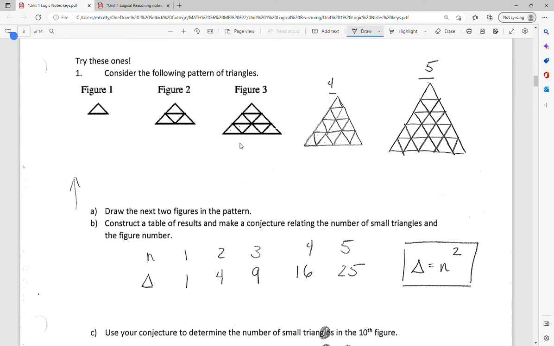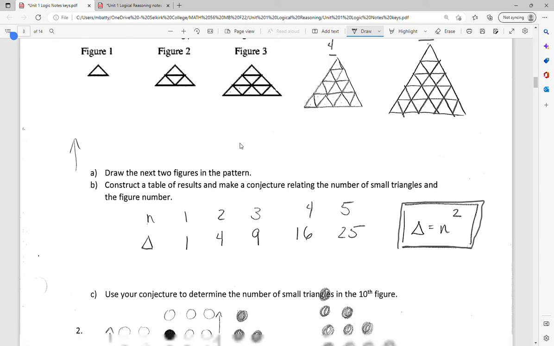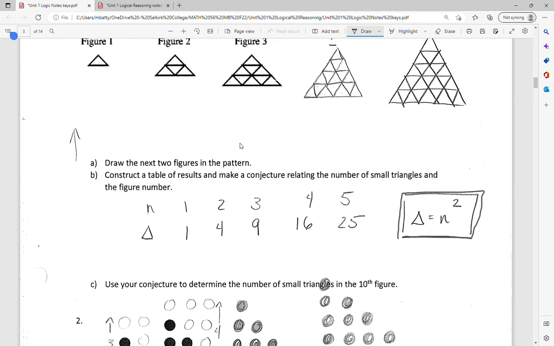And I've come up with a conjecture. I've come up with a rule for the number of triangles in whatever item I'm looking for. If we needed to figure out, and I didn't put this in the answer key, the number of small triangles in the 10th figure, that would be 10 squared. I certainly wouldn't want to draw this, but in the 10th item in this series, there'd be 100 little triangles. And you can see how tedious it would be if you did have to draw all these out.